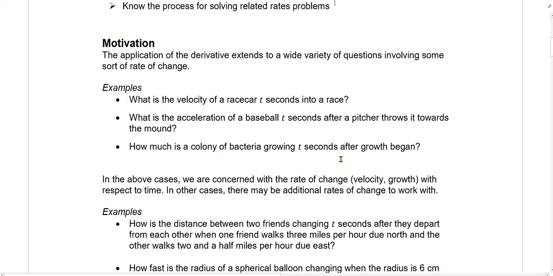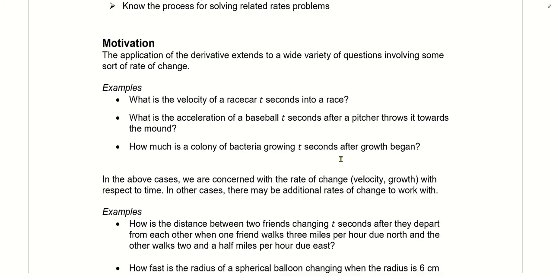So remember, basically everything we've talked about with respect to the derivative up until this point has been this idea of this rate of change, more specifically this instantaneous rate of change. So when we talk about the derivative, we talk about a way of expressing the instantaneous rate of change of a function at a certain point or at a certain value.